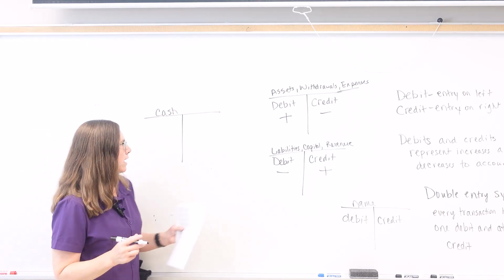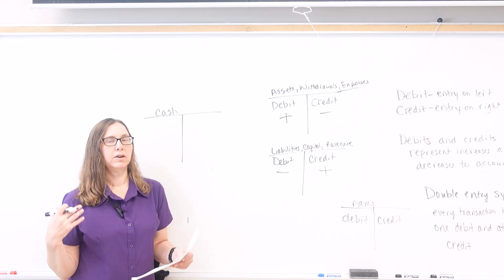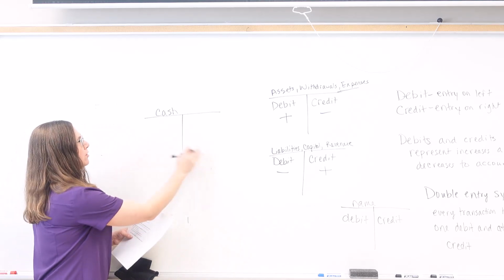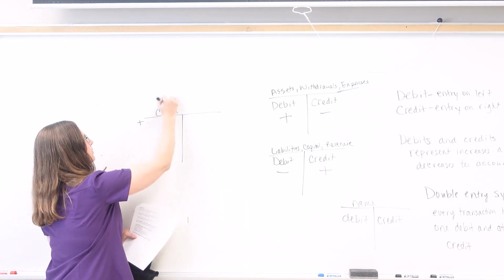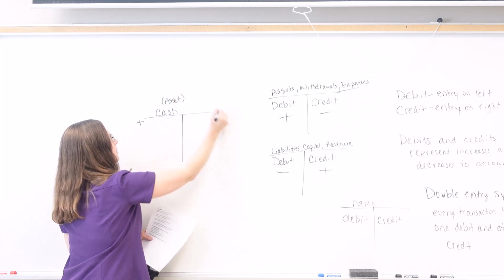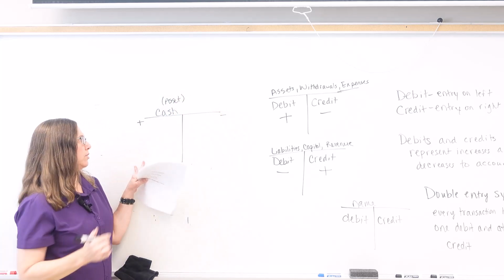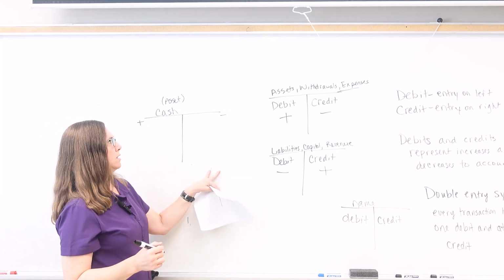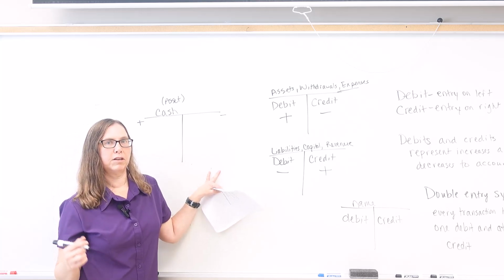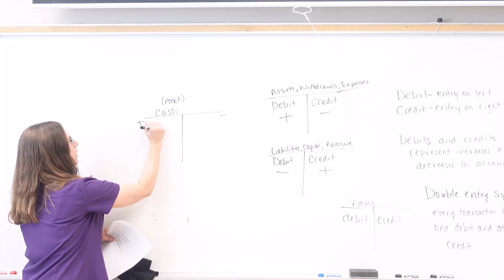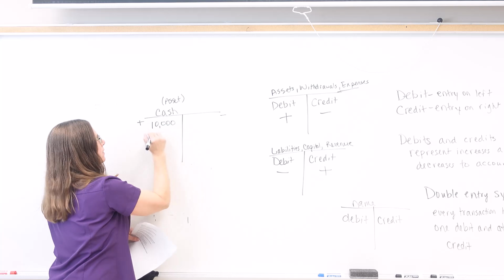So now we're going to look at calculating the ending balance. If you have a cash account with some numbers on the left and right side, remember this is an asset. So you're adding to it on the left, debit side, subtracting from it on the credit side. So let's say you have some numbers in here.